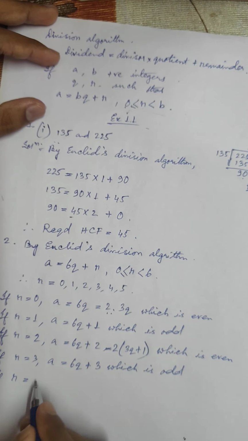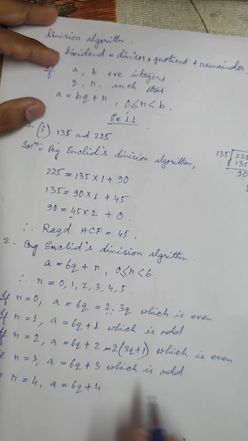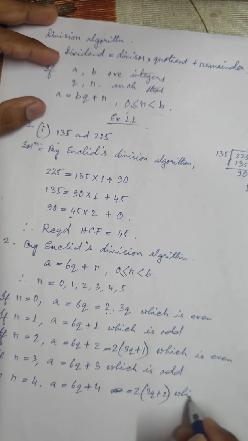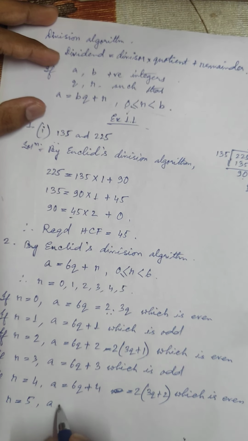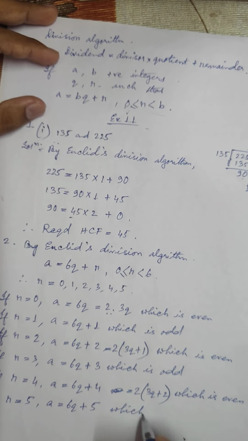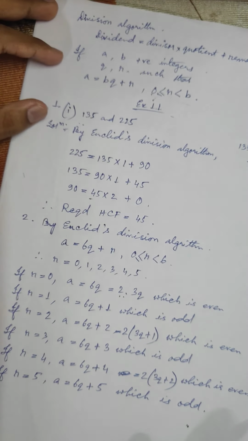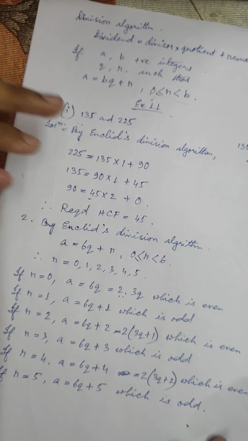If r equal to 4, then a equal to 6q plus 4, which is even. If r equal to 5, a equal to 6q plus 5, which is odd. Now we are asked in the question that we have to show that positive odd integer is of the form 6q plus 1, 6q plus 3 or 6q plus 5.